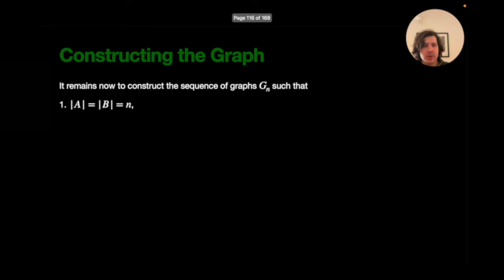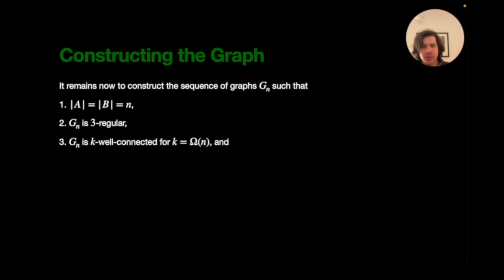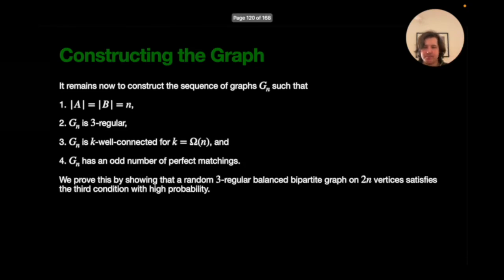So firstly, we're talking about balanced bipartite graphs. That's where this condition comes in. We need to make sure the graphs are 3-regular, necessary for CFI construction. We need the graphs to be what we call k-well connected for some linear bounded k. And what we mean by k-well connected is that any balanced separator has size more than k. And for the reasons mentioned a moment ago, we need G_n to have an odd number of perfect matchings. And that's the determinant condition, right?